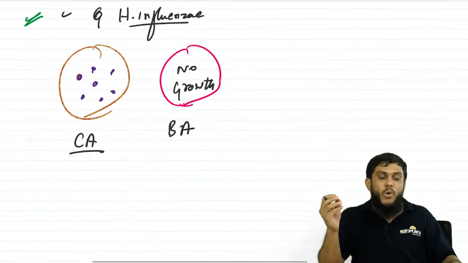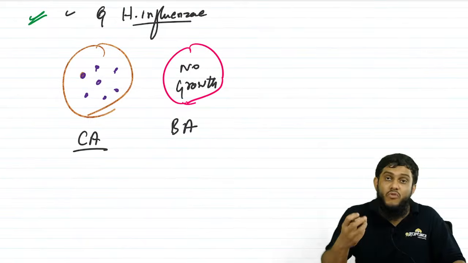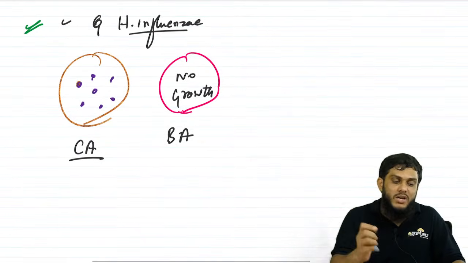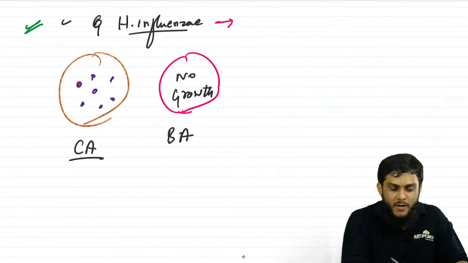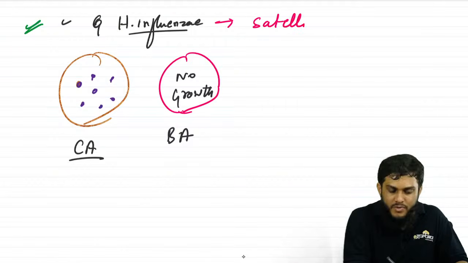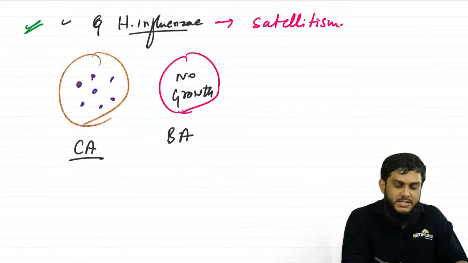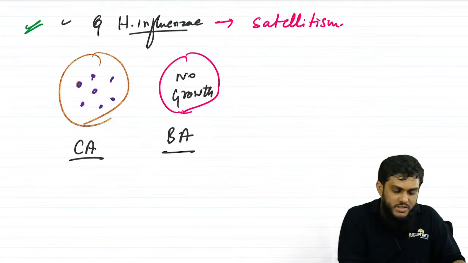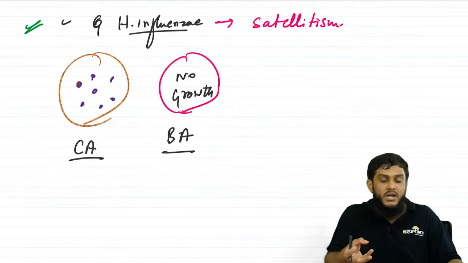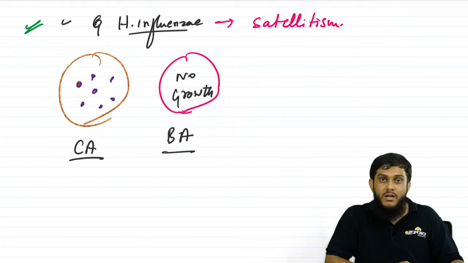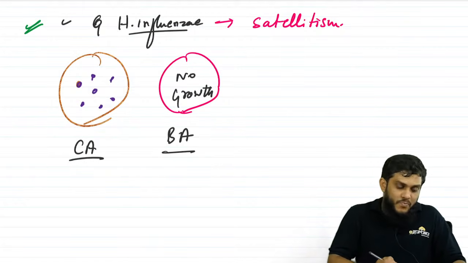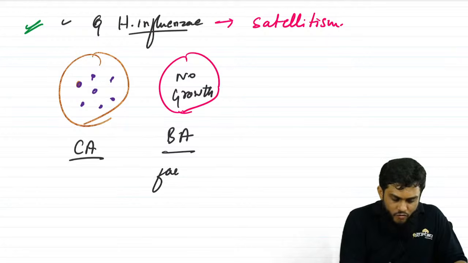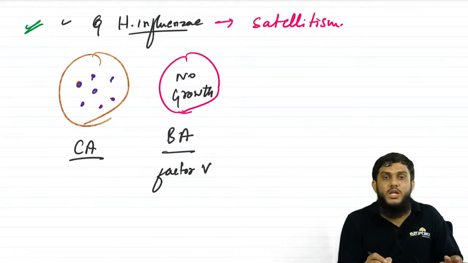There is one more important point. When we suspect Haemophilus influenzae, we demonstrate one property of it, that is satellitism. What do you mean by satellitism? Like I said, Haemophilus will not grow on blood agar. And if you ask why Haemophilus will not grow on blood agar but will grow on chocolate agar, in the blood agar, factor V is intracellular.